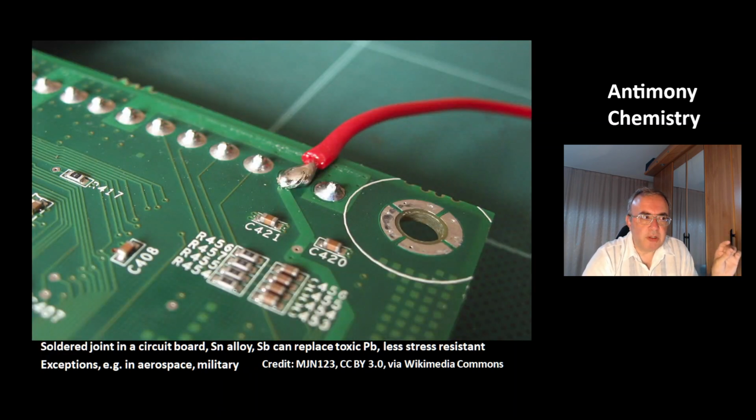This is a solder joint in a circuit board. Solder is an alloy of tin, and in this alloy antimony can replace lead. However, this makes the alloy a bit less stress resistant. That's why there are exceptions where lead use is allowed, for example in the aerospace industry or in the military.